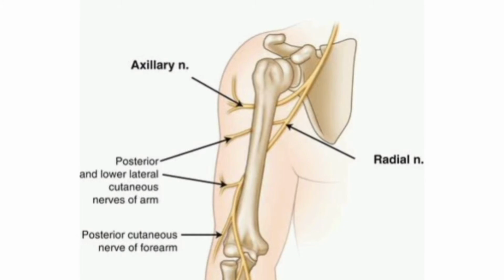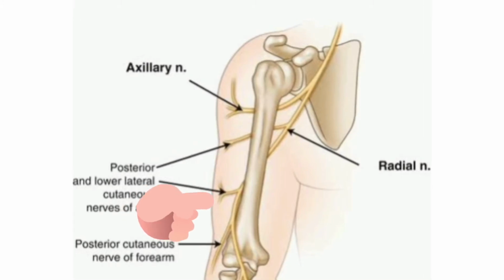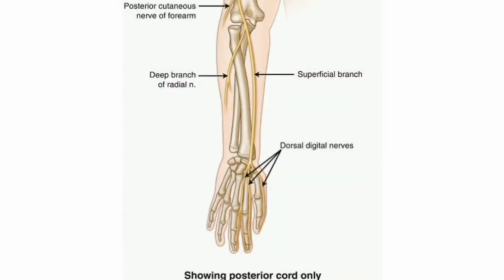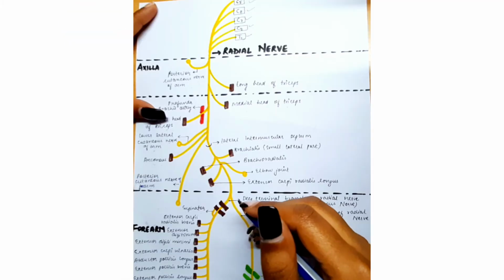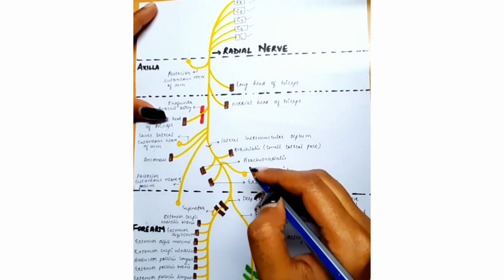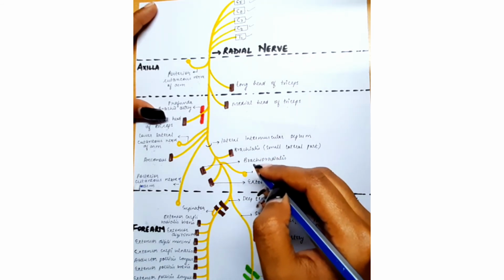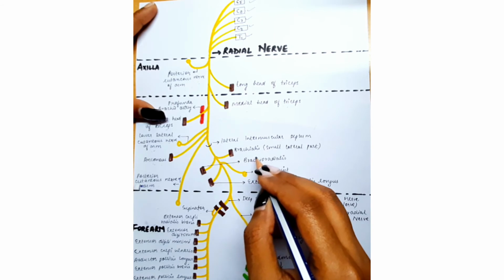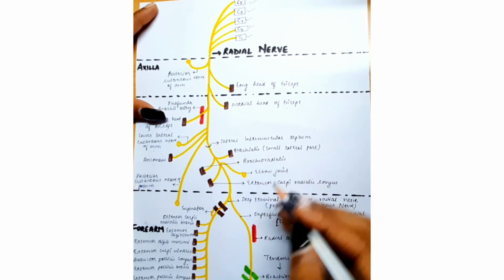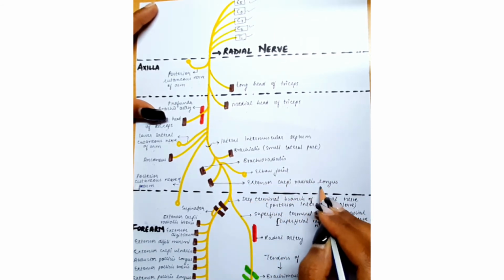Lower lateral cutaneous nerve of the arm provides sensory innervation to the skin on the lateral surface of arm up to the elbow. Posterior cutaneous nerve of the forearm provides sensory innervation to the skin down the middle of the back of forearm up to the wrist. जब ये नर्व एंटीरियर कंपार्टमेंट में एंटर करती है तो वहाँ ये 3 ब्रांचेस देती है. नर्व टू ब्रेकियालिस, nerve to brachioradialis and nerve to extensor carpi radialis longus.